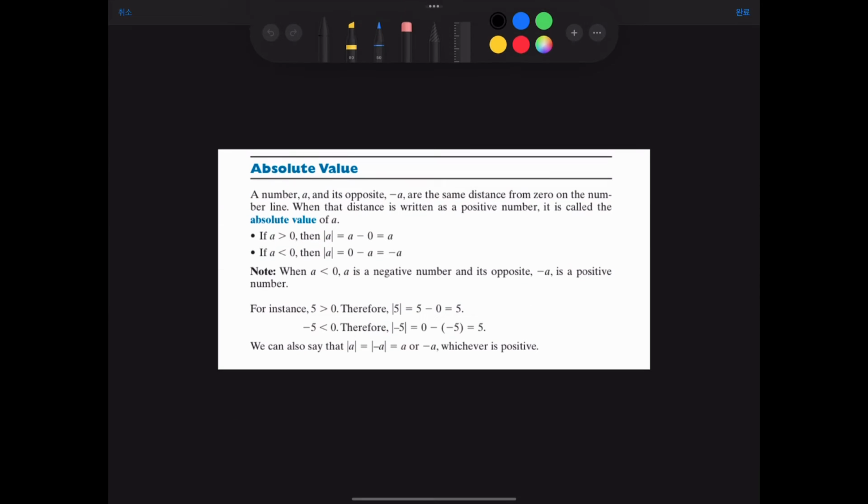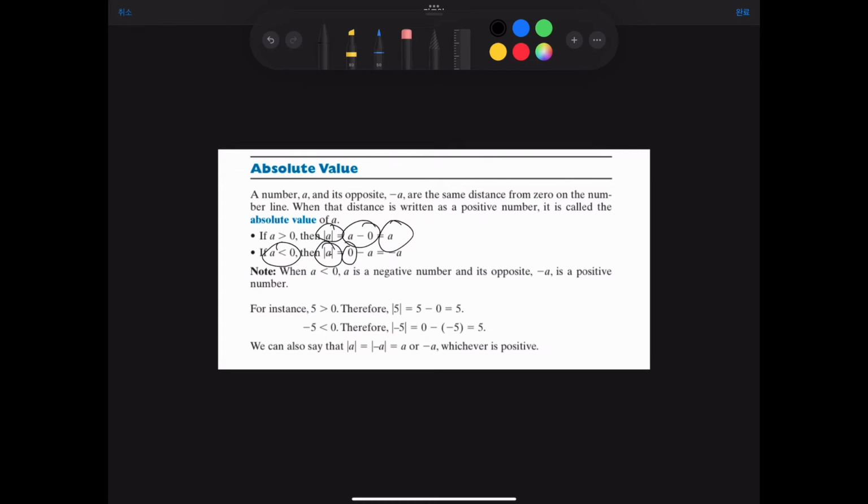Absolute value turns any number, even a negative, into a positive number. So let's say if A was greater than 0, then the absolute value of A would equal A minus 0, which would in the end equal A. And if A was less than 0, then in the absolute value it would equal 0 minus A, which would equal negative A. But if it's in the absolute value, it would turn into a positive.